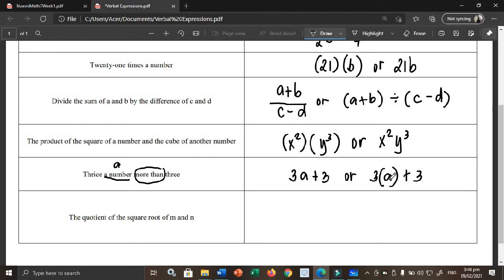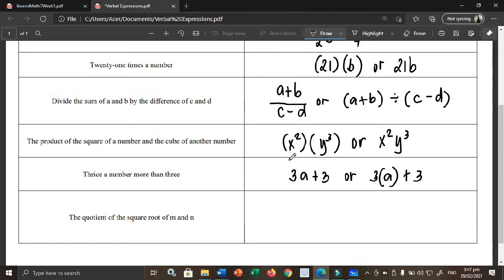So, bakit nilagyan ni ma'am ng parentheses? When we talk about twice, thrice, it involves multiplication kasi. No, titriplihin, dodoblihin natin. So, ang gagawin natin is i-multiply natin. So, pwede siyang, may parentheses, pwede naman din siyang wala. In this case, no? Then, more than is addition plus 3. 3, specific naman yung binigay. So, just write 3 there.